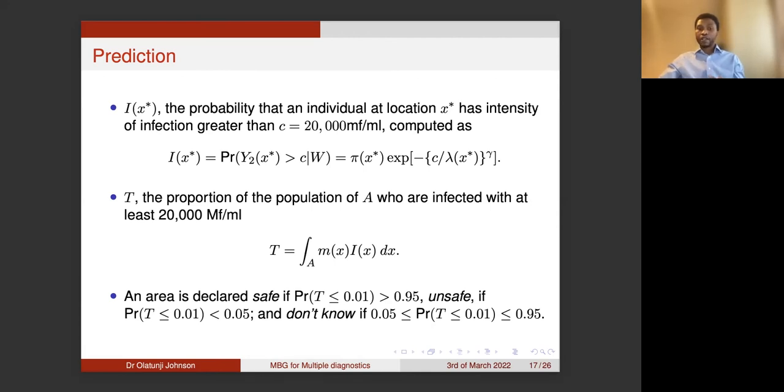The definition of safety is the probability that T is less than or equal to 0.01, which is what I showed before, 1%. If this probability is greater than 0.95, then we say it's safe. If it is less than 0.05, we say it is not safe. And we impose another constraint that if it's in between, we say we don't know. We don't want to tell you yes or no. We just say we don't know. So we come up with these three classes: safe, unsafe, and don't know.